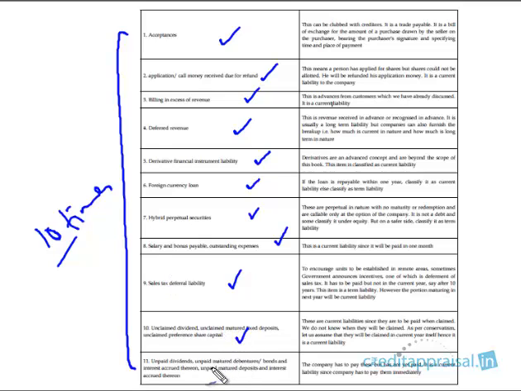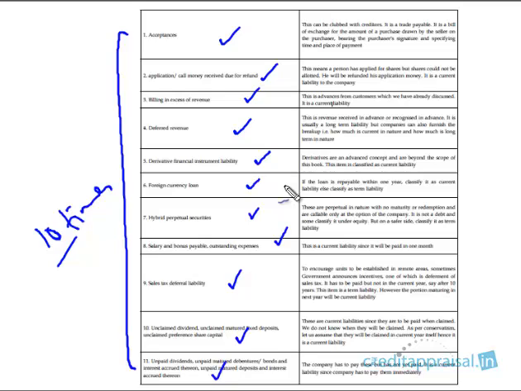Then unclaimed dividend: those sorts of items are current liabilities. The claim is there, but nobody has claimed it, and we don't know when they're going to come back. So to be on the safe side, classify it as a current liability. Likewise, unpaid dividends: the company has to pay them but has not yet paid, so it's a current liability. These are some other items you can come across on the liability side.